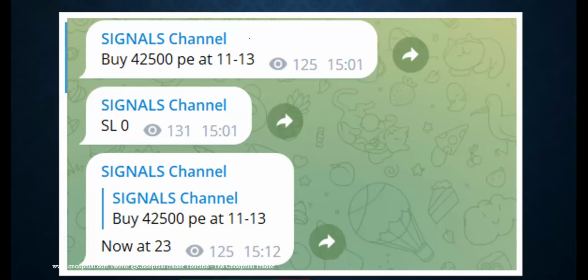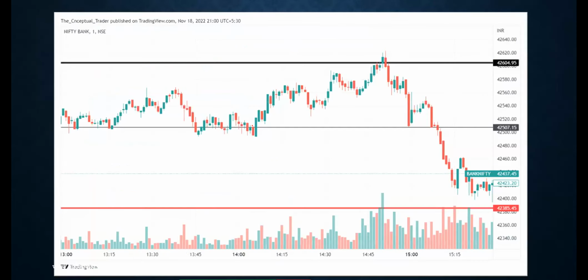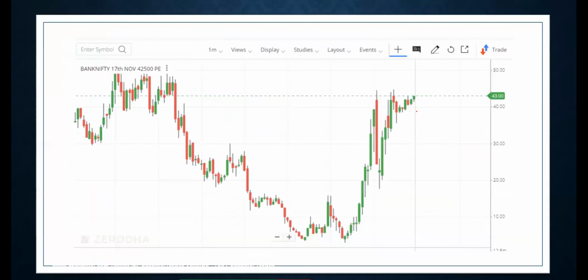So on Thursday you can see the 40 to 500 put, which we bought. This is a Bank Nifty trade, which we bought at around 3 p.m. It is the 40 to 500 put. Stop loss was 0, and then it went up to 23, and Bank Nifty fell down very sharply. Eventually that particular option closed at around 43 rupees.